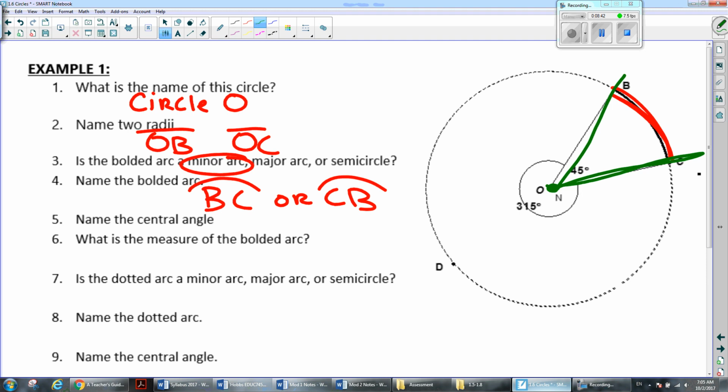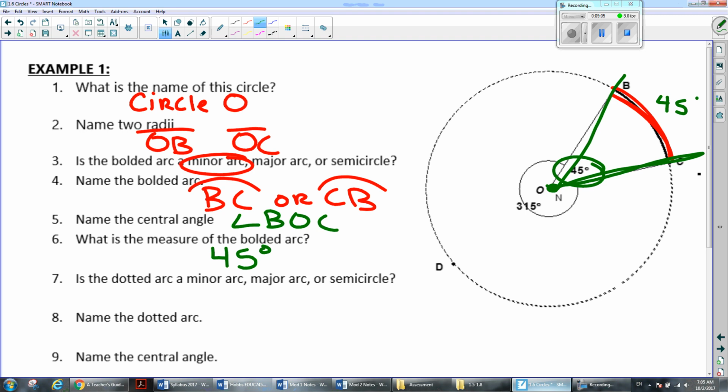If we look at our central angle, the vertex is at the center. Let's use 3 letters here. Angle BOC, or you could have said angle COB. What's the measure of the bolded arc? Well, here, if the central angle measure was 45, I know that this bolded arc measure is 45 degrees.